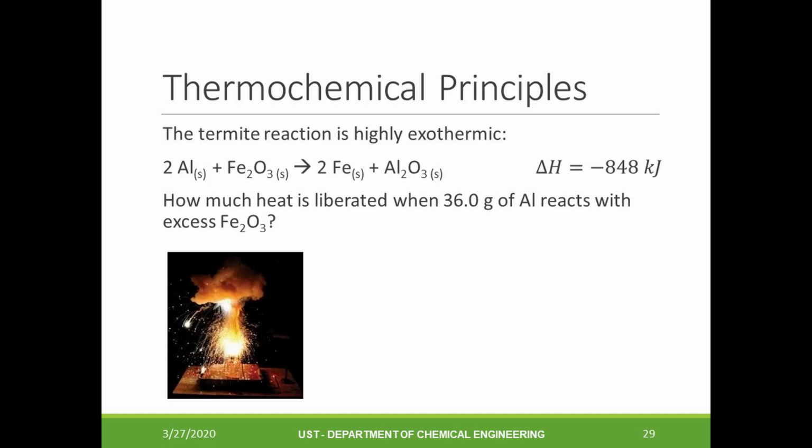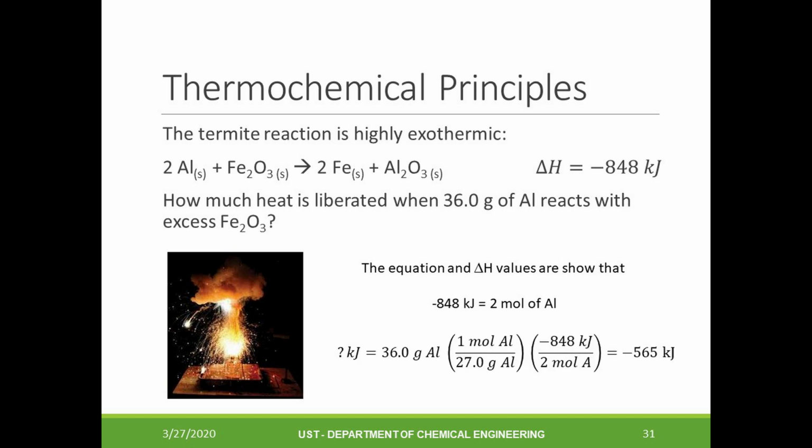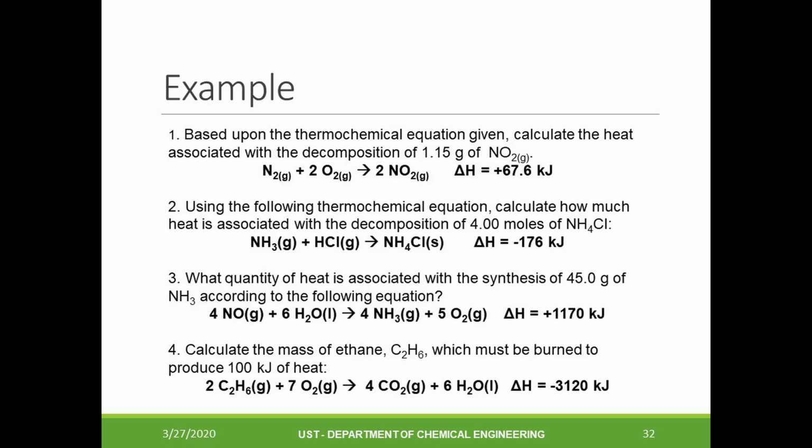The thermite reaction is highly exothermic, and the reaction is given in the slide. We are asked how much heat is liberated when 36 grams of aluminum reacts with excess ferric oxide. So based from the reaction, we know that negative 848 kilojoules is stoichiometrically equivalent with 2 moles of aluminum. We can simply carry out a factor label approach to solve for the heat that is liberated as shown above. This gives us a value of negative 565 kilojoules of heat. Now you can also answer the following questions as additional materials for your learning.